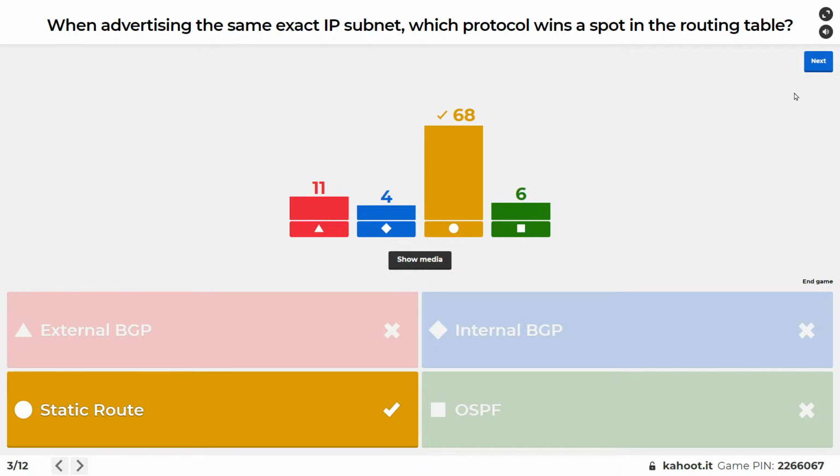Okay, when advertising the same exact IP subnet, and I'm kind of a visual learner, so let's go ahead and pretend it's the 10.67.83.0/ let's make it a 28-bit mask.